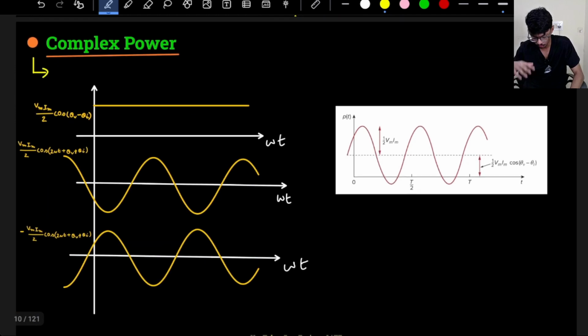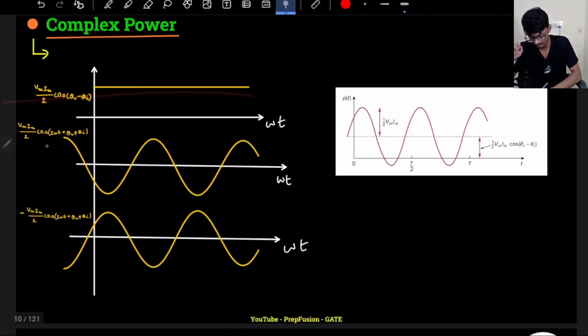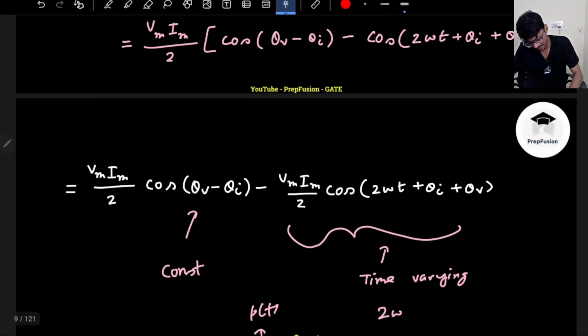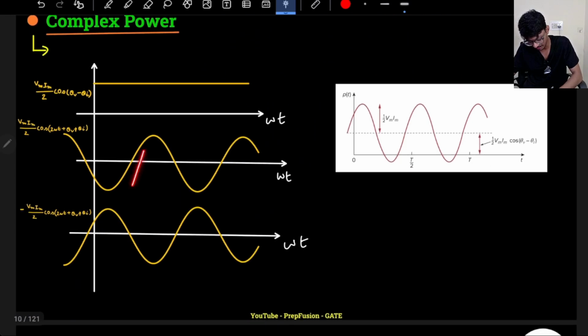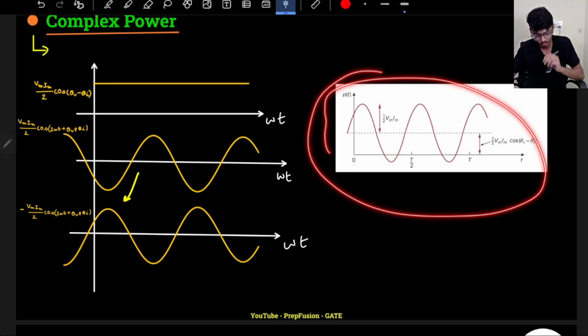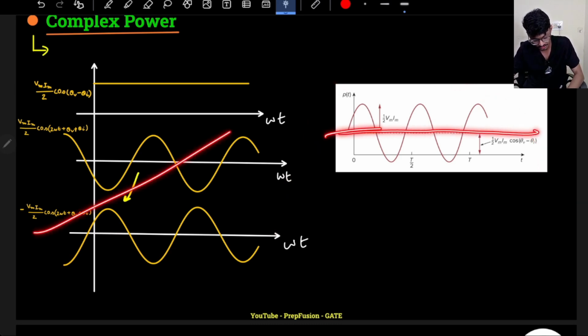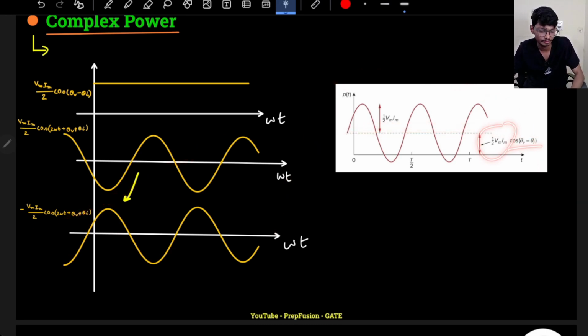So basically, here are the two figures. One is this constant one. Another one is a time varying one. Of course, this is with the negative sign, so I simply have to invert the graph. If I invert the graph, then it will be like this only. Now this is the graph which is the superposition of all of this. It is the constant term, that is half Vm Im cos(theta V minus theta I), and then the oscillating part. Now the important part to notice here is power is mostly positive.